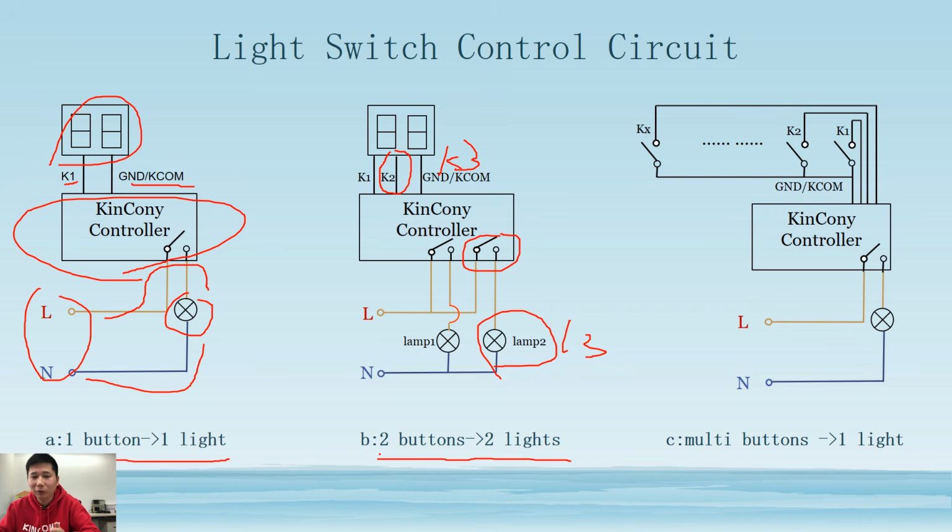And 1 by 1, 2 by 2, and 3 by 3, and 4 by 4. So that will be very easy. Controlled by 1 light and 1 button, and 2 light, 2 button. And this time you can see this situation.